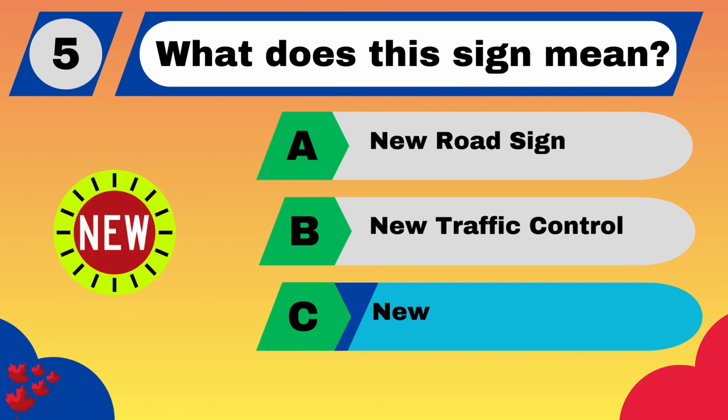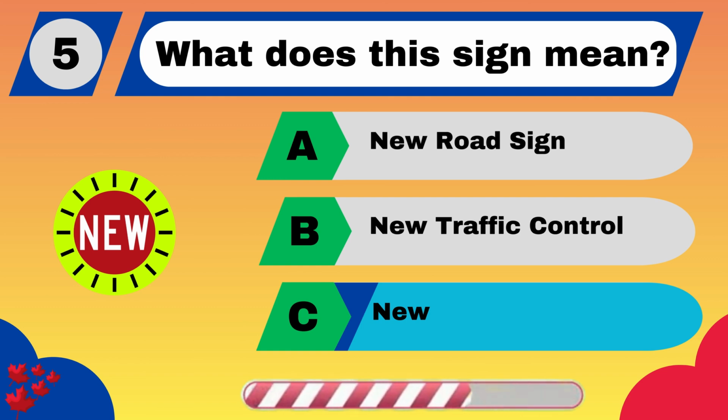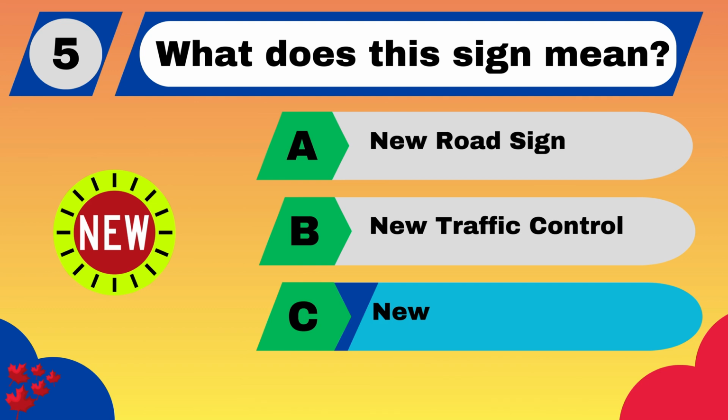Question 5. What does this road sign represent? A. New road sign. B. New traffic control. C. New. That's the one. C. This sign indicates a new road regulation or structure.